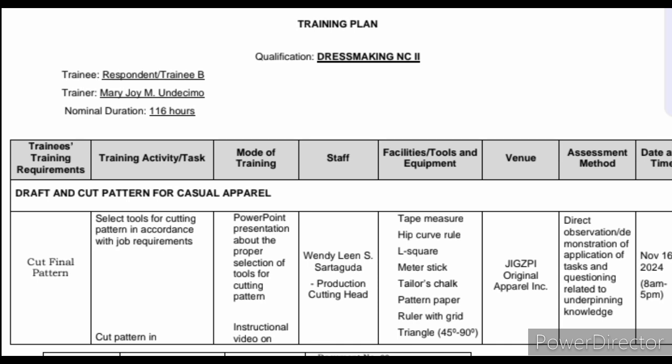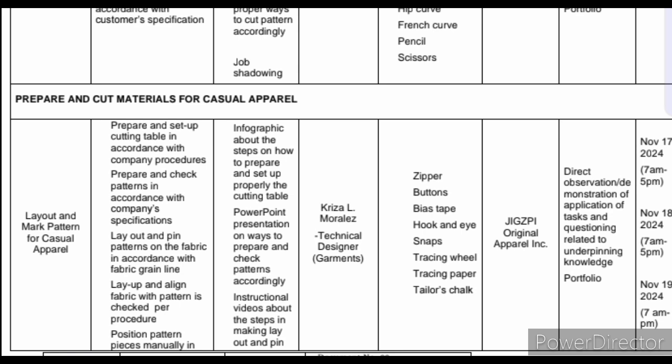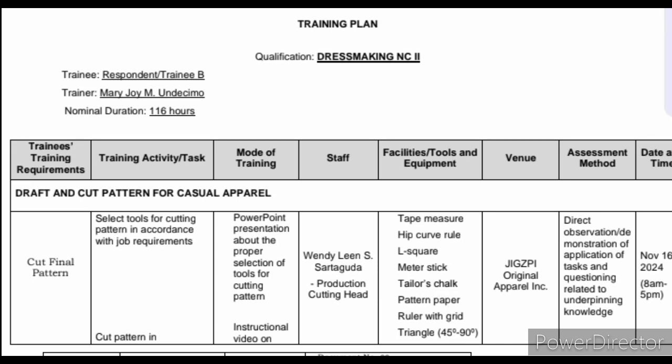So for the staff, I have identified Wendelin Sartagoda, who is a production cutting head that should be involved in this learning process. So for the tools and equipment, I have identified tape measure, hip curve rule, L square, meter stick, tailor's chalk, pattern paper, ruler with grid, triangle, hip curve, French curve, pencil, and scissors. So for the venue, I have identified JIG ZPI Original Apparel INC.